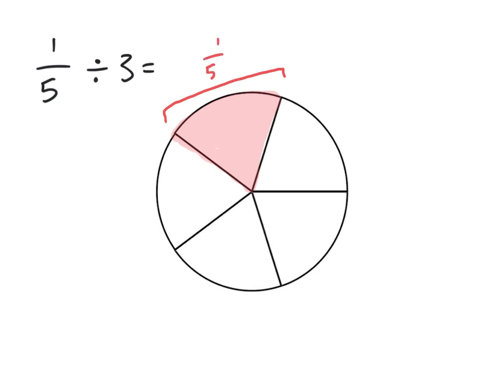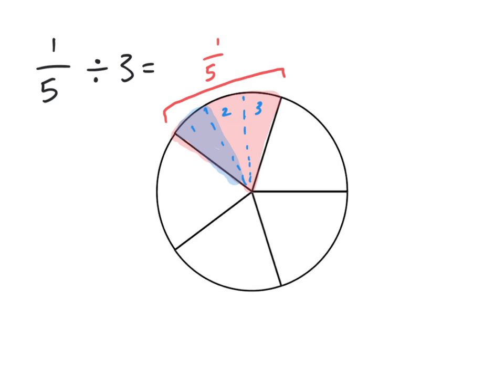This is 1/5. And then we're dividing that fifth into 3 pieces. So I'm going to use dotted lines to show how I'm dividing that into 1, 2, 3 pieces. Now we want to know what is the size of those pieces that we're left with. So I'm going to shade in just one of those just to make it stand out a little bit more. So this is 1/5 divided by 3.